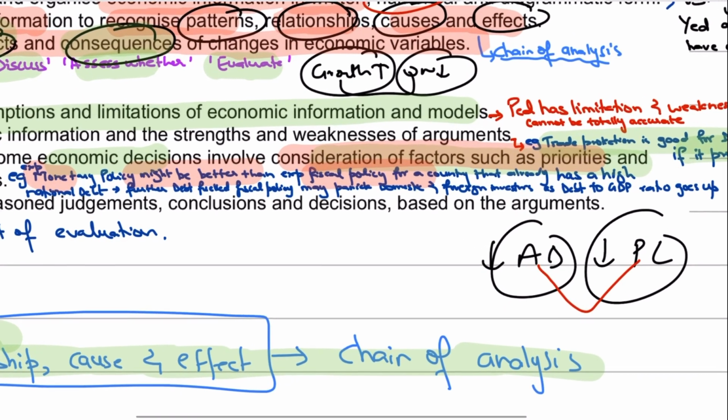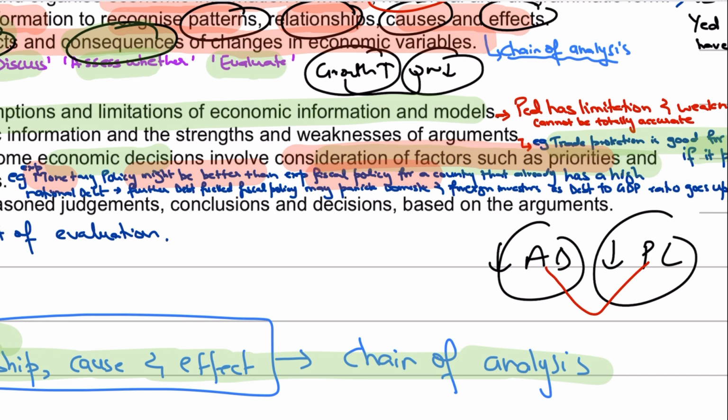Maybe an expansionary monetary policy is better than expansionary fiscal policy for a particular country. Then you need to mention that. Why is it beneficial for a particular country? For a country that has a high level of national debt. Because expansionary fiscal policy would involve budget deficits. Budget deficits would involve the government borrowing to finance that deficit, which will increase national debt.